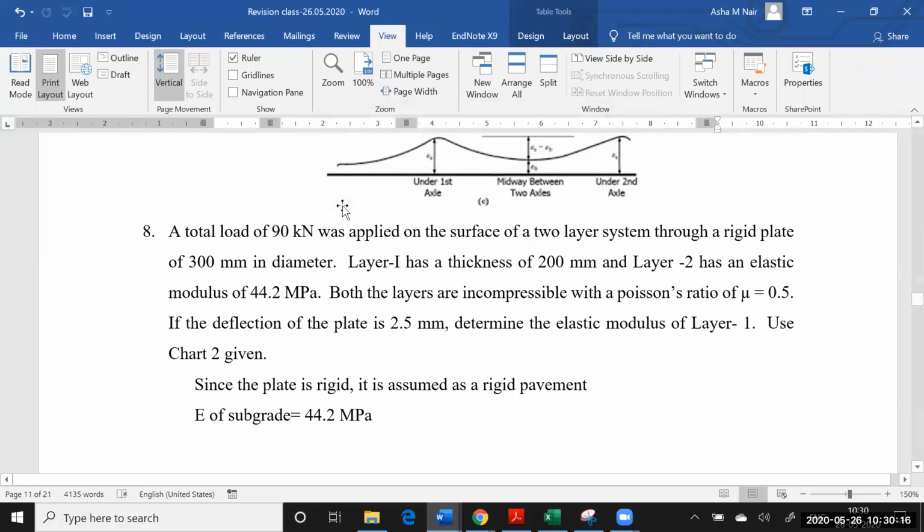A total load of 90 kilonewton was applied on the surface of a two-layer system through a rigid plate of 300 mm diameter, and layer 1 has a thickness of 200 mm and layer 2 has an elastic modulus of 44.42 MPa, and both the layers are incompressible with a Poisson's ratio of 0.5. If the deflection of the plate is 2.5 mm, determine the elastic modulus of layer 1.